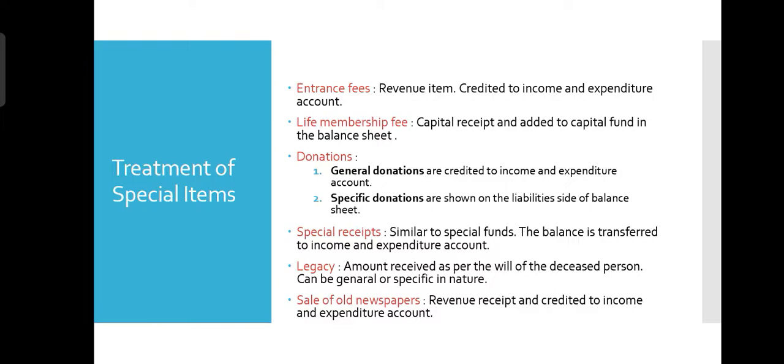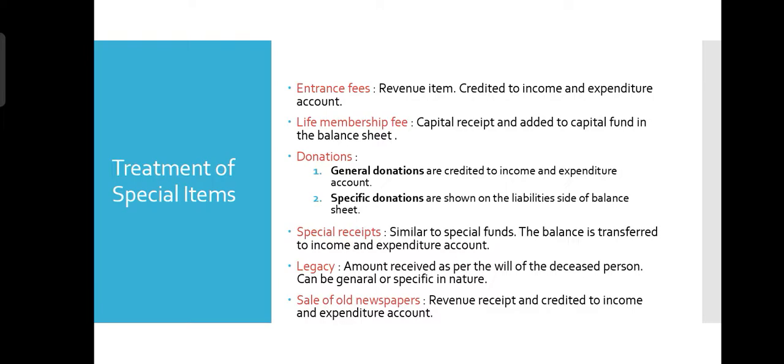Okay, now the next item is donation. Donations are of two types, general donation and specific donation. General donations are of the nature of a revenue receipt, so you will credit it to income and expenditure account like any other income. Okay, then in the case of specific donation, such a kind of donation is received for a special purpose or a specific purpose, so it will be shown on the liability side of the balance sheet. For example, donation received for governor's party, like that. So such a donation will be shown on the liability side only.